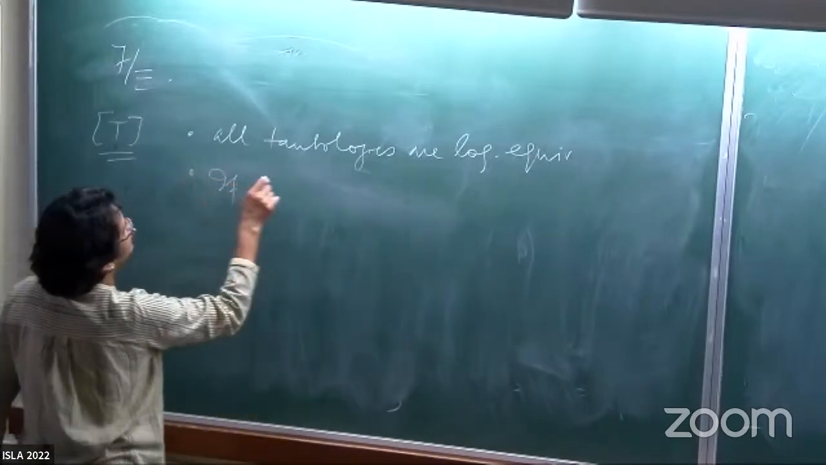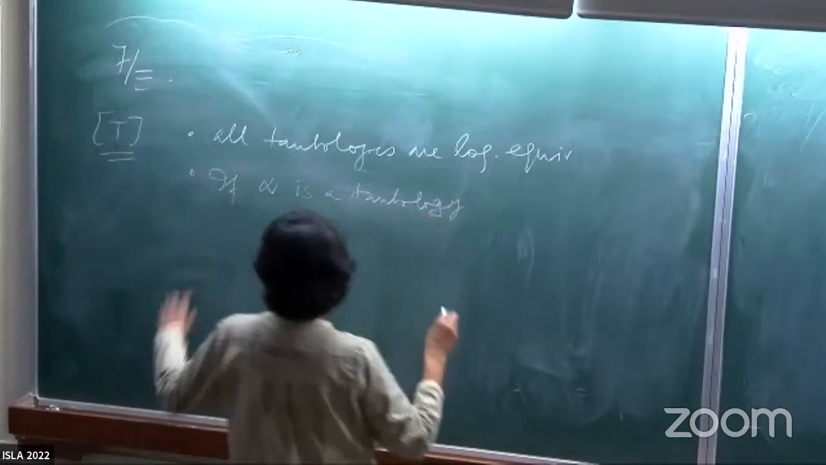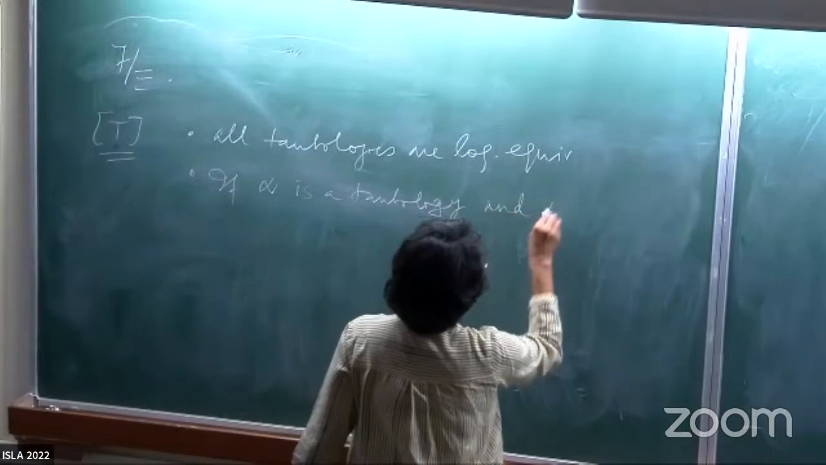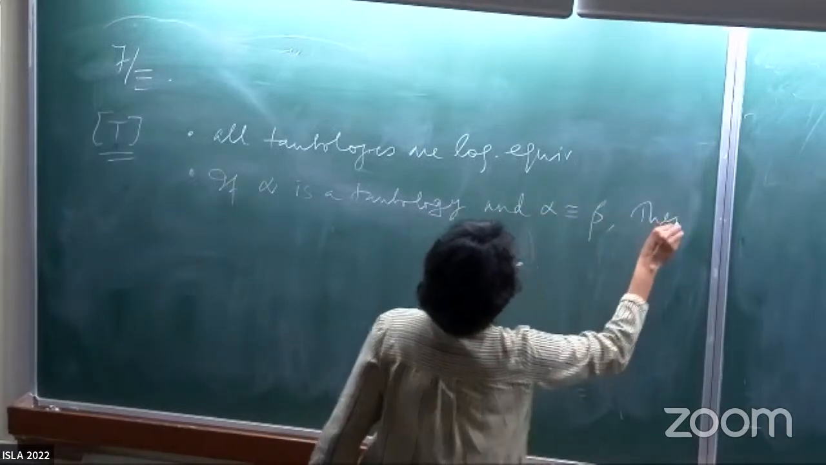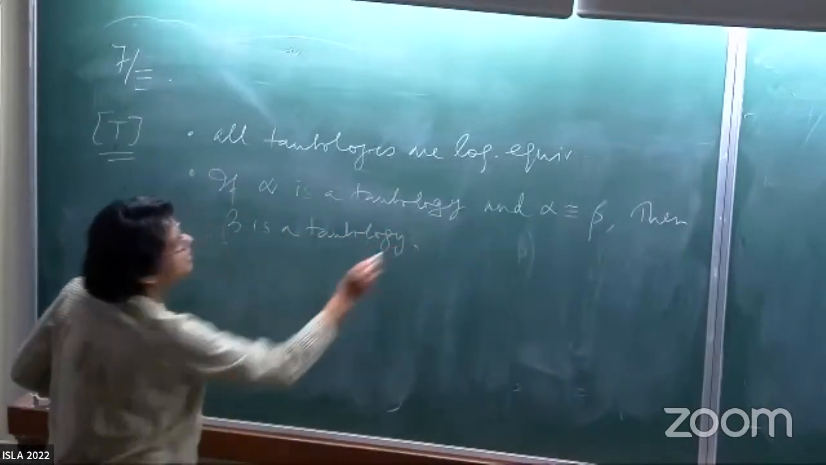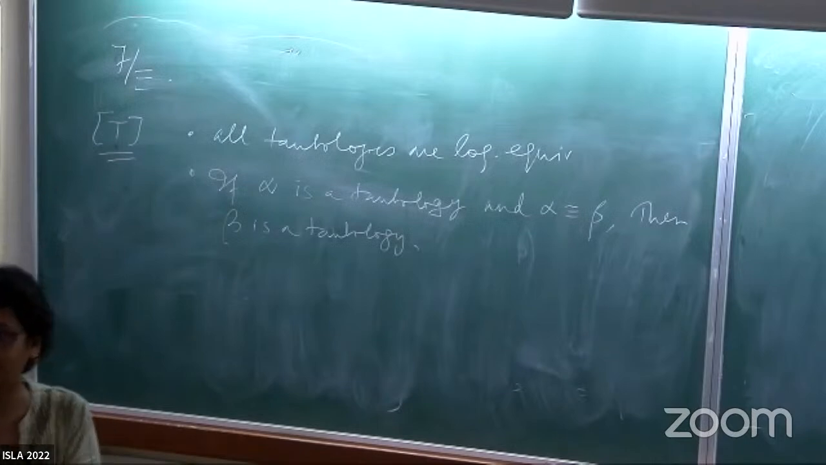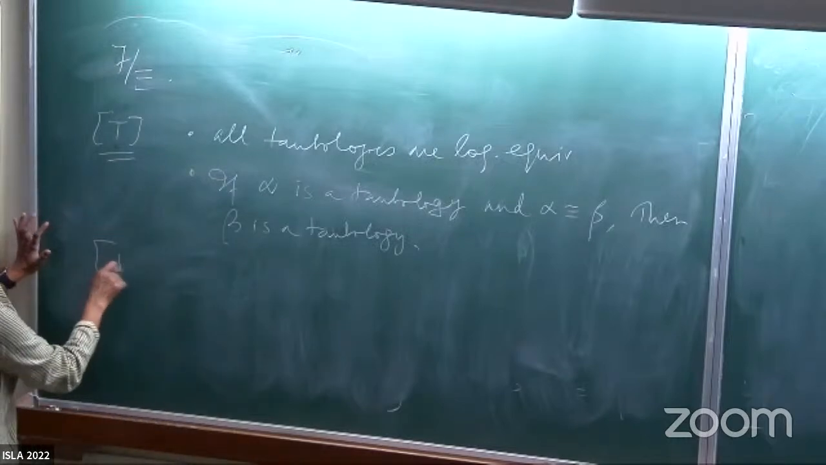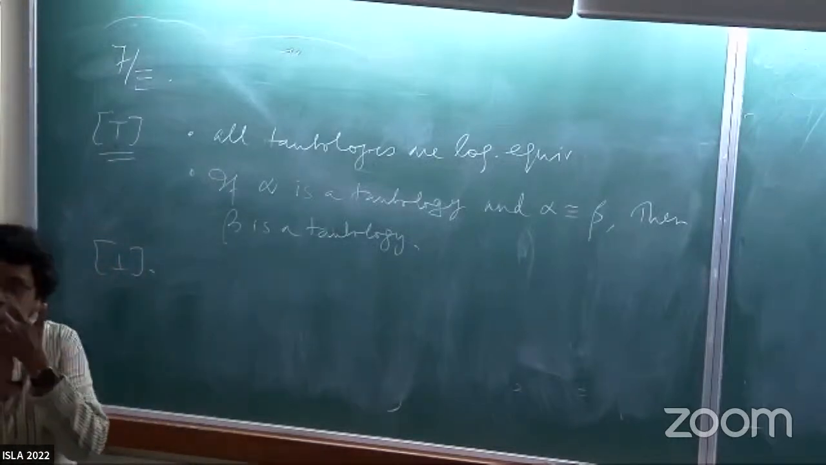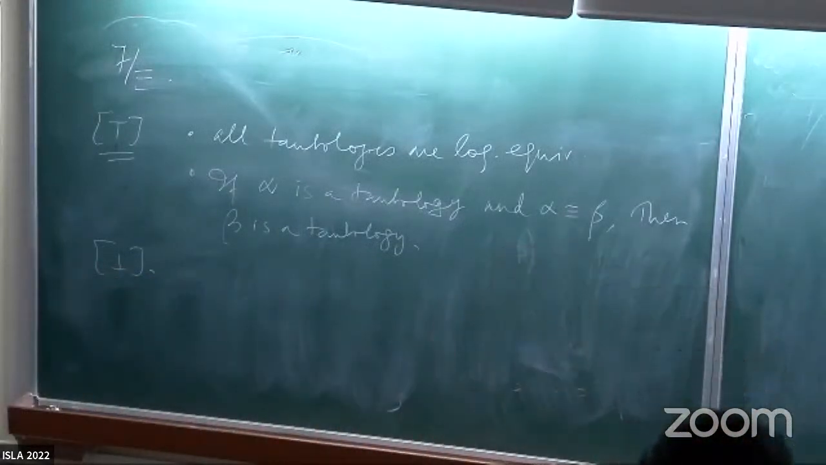If alpha is a tautology and alpha is logically equivalent to beta, then beta is a tautology. So the first one will ensure that all the tautologies are together in one class. The second one says that no other guy can come in. Similarly, you will have exactly one unique class where all the contradictions inhabit. So that's one thing, and let me see what else I have here.